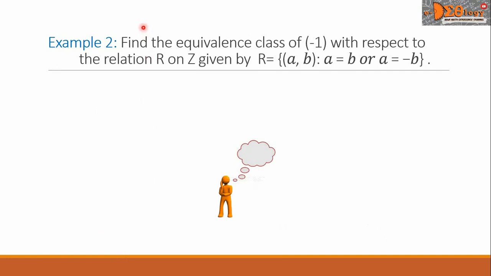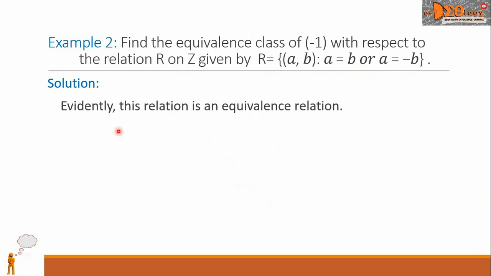Example 2. Find the equivalence class of -1 with respect to the relation R on the integers given by R equals the ordered pair (a, b) such that a equals b or a equals -b. Evidently, this relation is an equivalence relation.